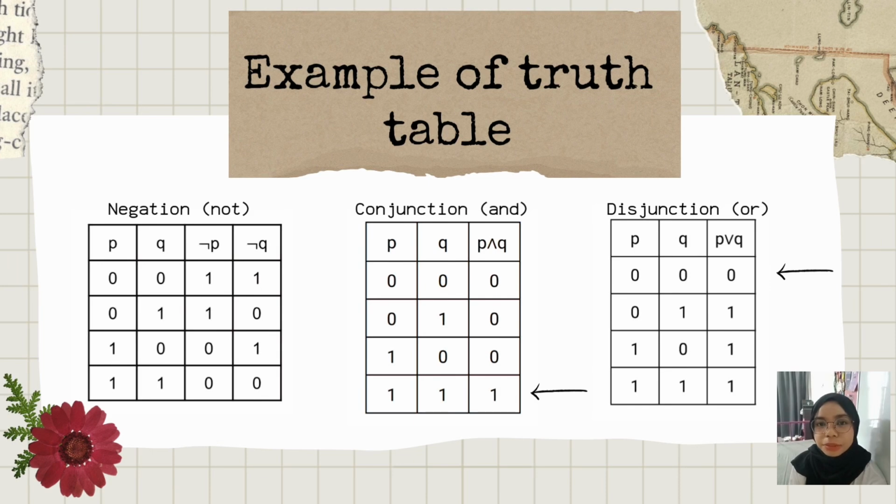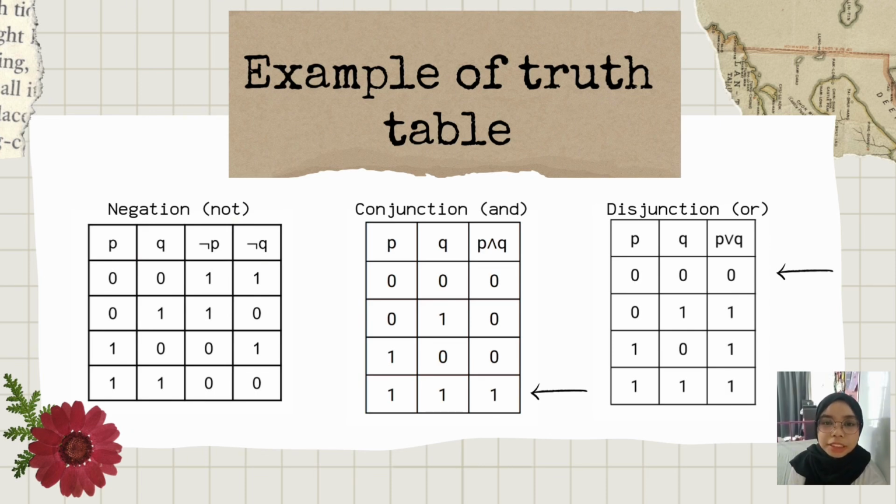Here are the examples of truth tables. As you can see on the left side, the truth table of negation. As you can see, if P is true, then not P is false. If Q is true, then not Q is false. On the middle part, you can see the truth table of conjunction. As you can see on the bottom part of the table, if P and Q are both false, then P and Q are false. Otherwise, it's true.